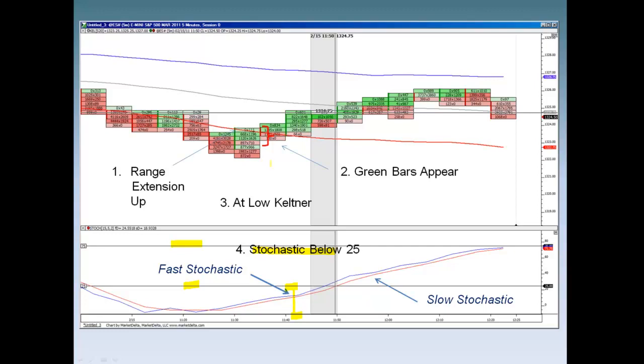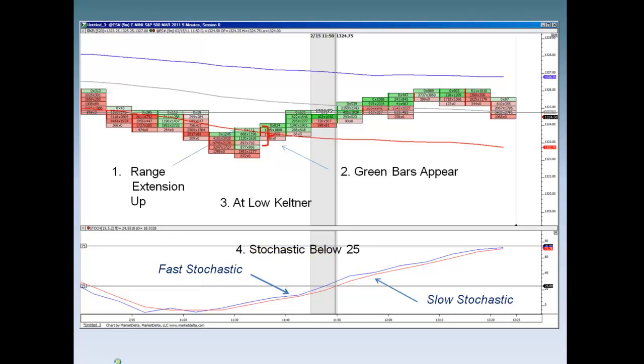Now, if we look at it here, and I want to take a long, is in fact the stochastic below the low reference line? And it is. So it reaffirms to me at least that the proper entry at this point would be a long, and certainly I should not be thinking about a short.